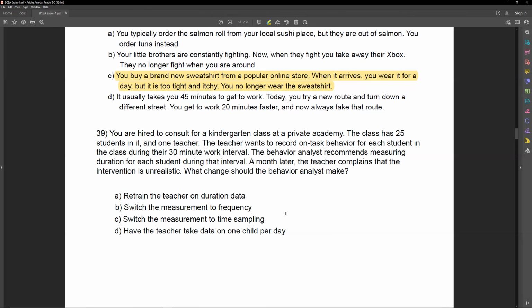C, switch the measurement to time sampling. Yeah, that seems like a good alternative, right? If we get to time sampling, then the teacher can use maybe a place check, where she's recording the behavior of the whole class all at once. C is pretty good. What about D? Have the teacher take data on one child per day. Well, that's going to take a long time to collect all that data. By the time we get that data, the school year is going to be over. Again, that is also unrealistic. The best possible change will be switching to a discontinuous measurement procedure, such as time sampling.